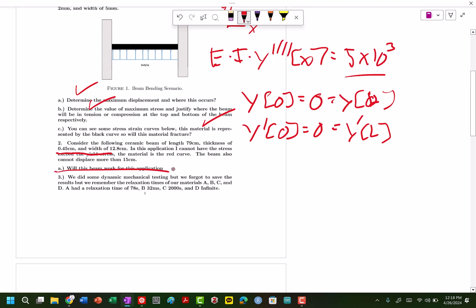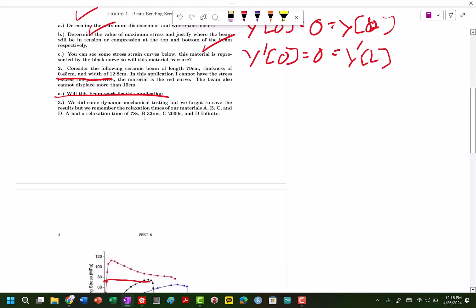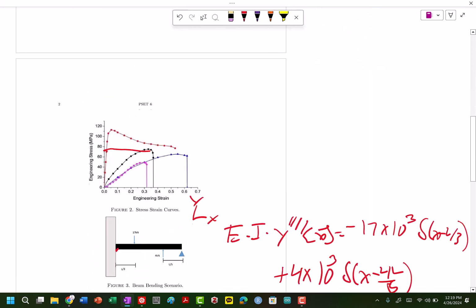All right, so we did some dynamic contest. We forgot to save the results, but remember the acceleration times on material A, B, and C. A had an acceleration time this, B here, C, and then D is infinite. So what are we saying here?